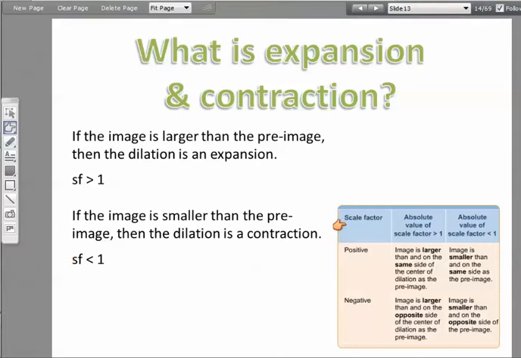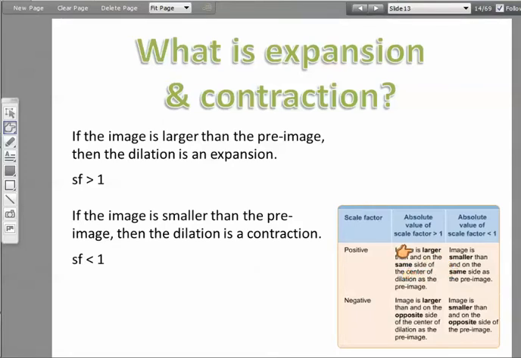LMS, they give you this handy little table. If the scale factor has an absolute value greater than 1, then it's larger. And look here, this is really going to help you where it says it's on the same side of the center as the dilation as the preimage. If it's less than 1, then the image is smaller and on the same side as the preimage. So on both of these, if it's positive, it's going to be on the same side.